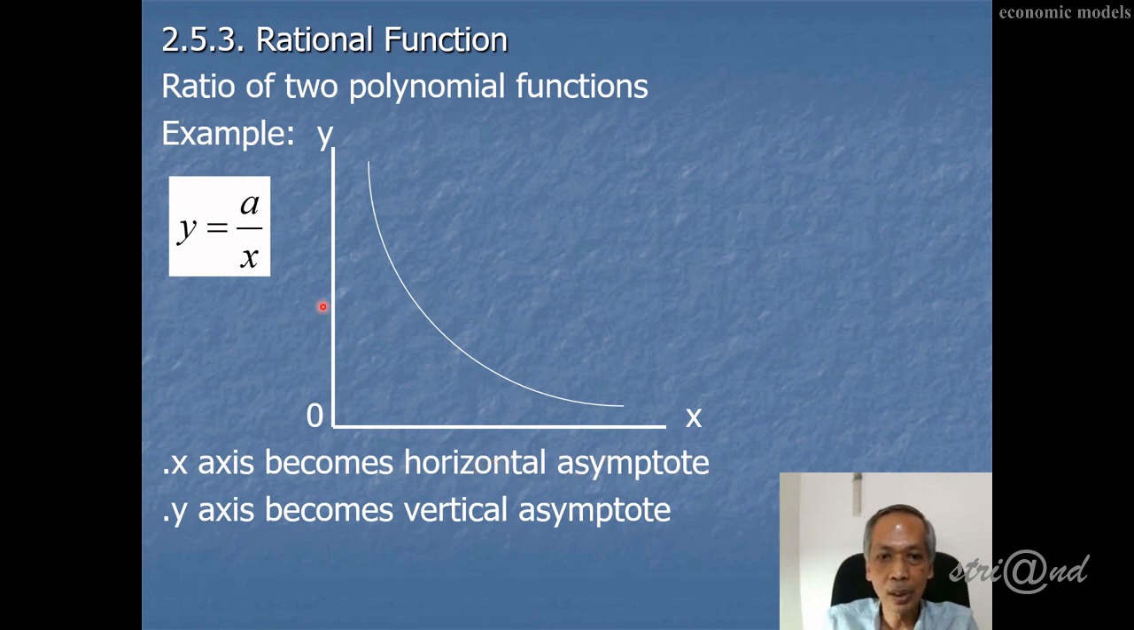The same thing for the vertical axis here, because if x decreases and becomes very small, so x goes here to the left, the value of y here will become very large. So the graph here will always approach the vertical axis, but it will never touch the vertical axis. That is why the vertical axis here, the y-axis, is called the vertical asymptote. That's a rational function.